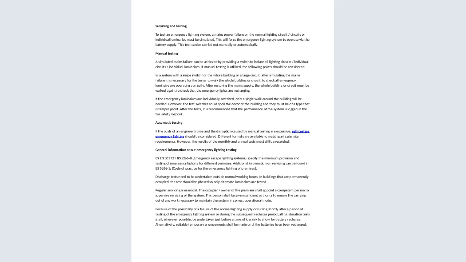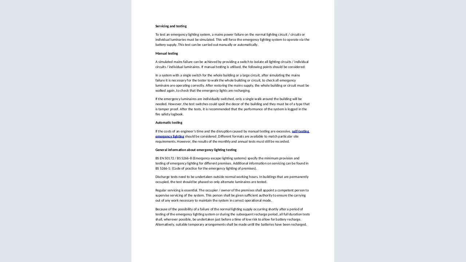However, the results of the monthly and annual test must still be recorded. So we have general information on emergency lighting, according to the codes that we gave. The emergency escape lighting system code specifies the minimum provision and the testing of emergency lighting for different premises. Additional information on servicing can be found in that code.